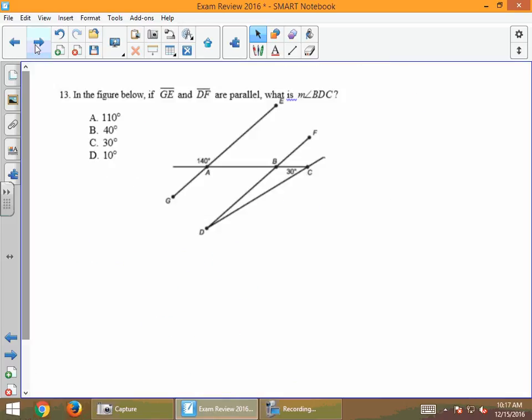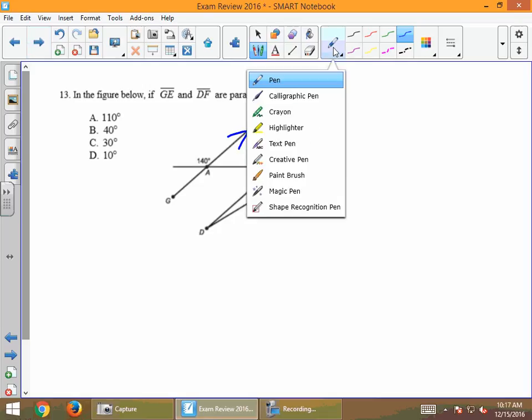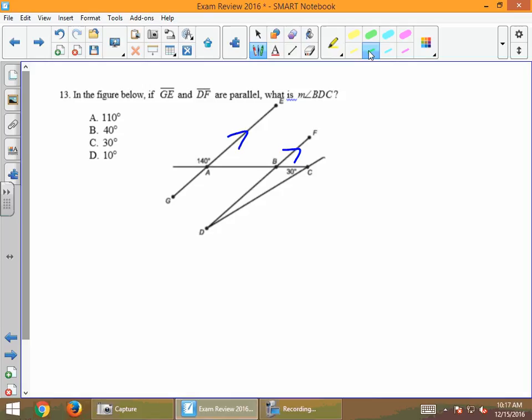All right, 13. Got some other ones here. Got some information. Let's go. In the figure below, if GE and DF are parallel, what is the measure of BDC? All right, I'm going to mark some stuff. GE is parallel to DF. Those lines are parallel to one another, and I want to figure out what the measure of BDC is. So where's that? B, D, C. I'm looking for this angle right in there.